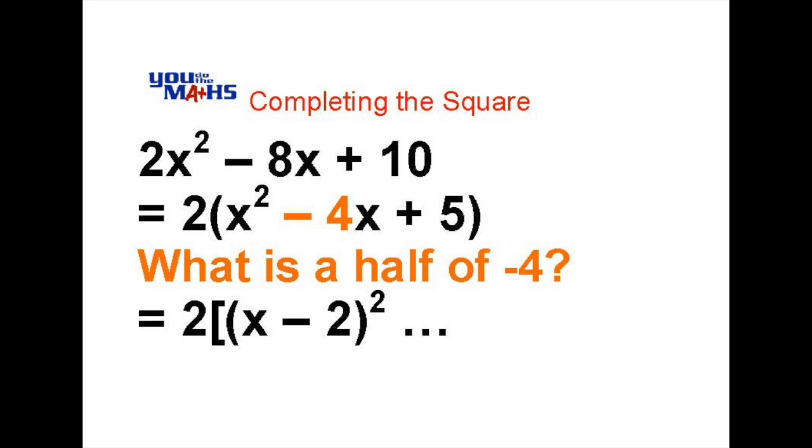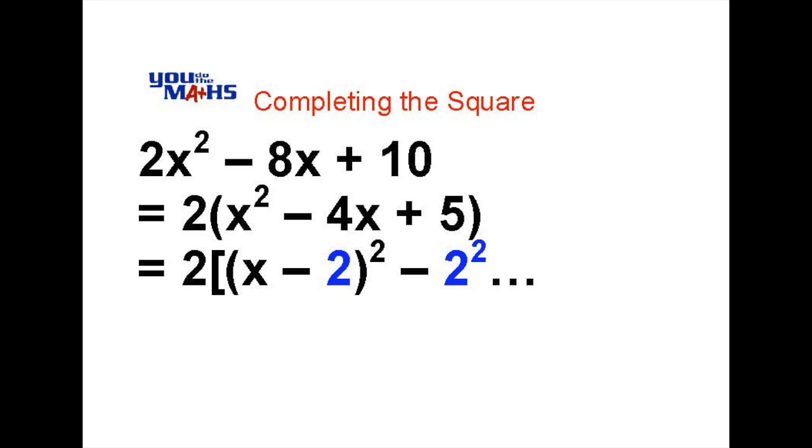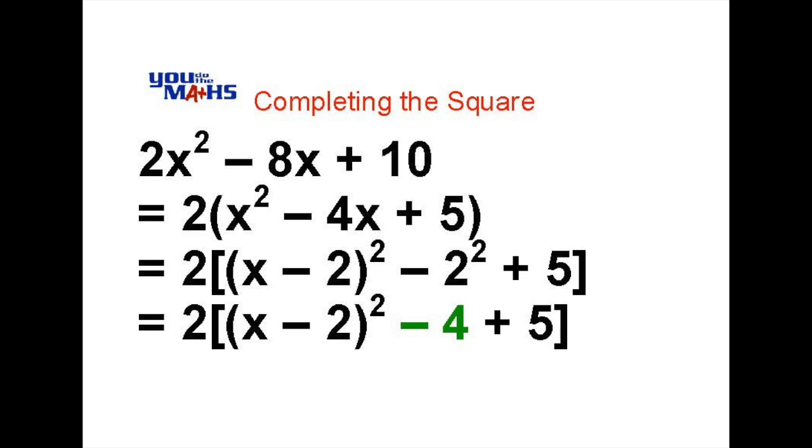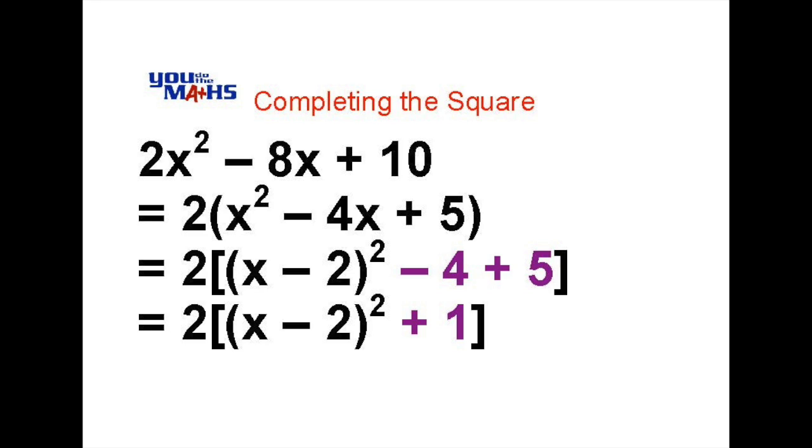And the next thing that we do is take away the square of the value inside the round bracket. So in this case, taking away 2 squared. The next thing we do is attach the positive 5 at the end. So we leave that as it was in the first round bracket. And now we'll simplify the expression inside the square bracket. So minus 2 squared becomes minus 4. And then minus 4 plus 5 simplifies to be plus 1.